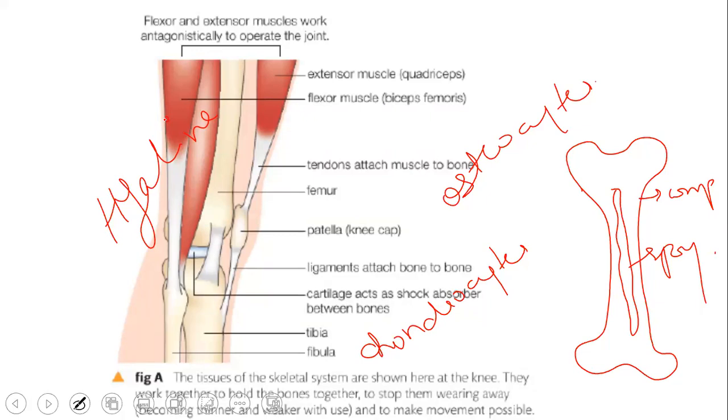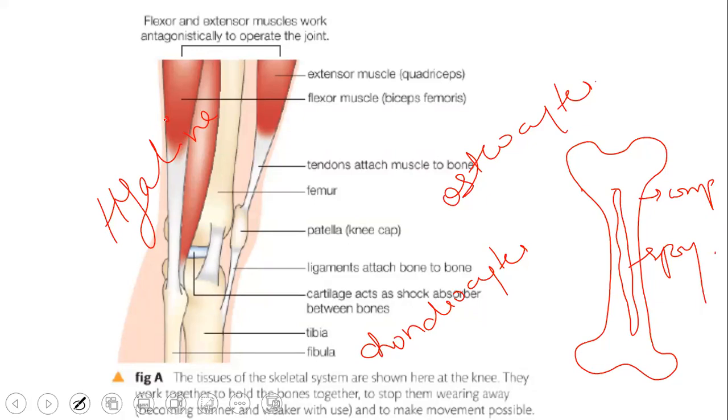Then we have white fibrous cartilage. White fibrous cartilage has bundles of densely packed collagen in the matrix. It has good tensile strength, but it is generally less flexible. White fibrous cartilage is found in the discs between your vertebrae. So between the vertebrae of our spinal column, we have these discs. They are made of white fibrous cartilage, and it is also found between bones in the joints.